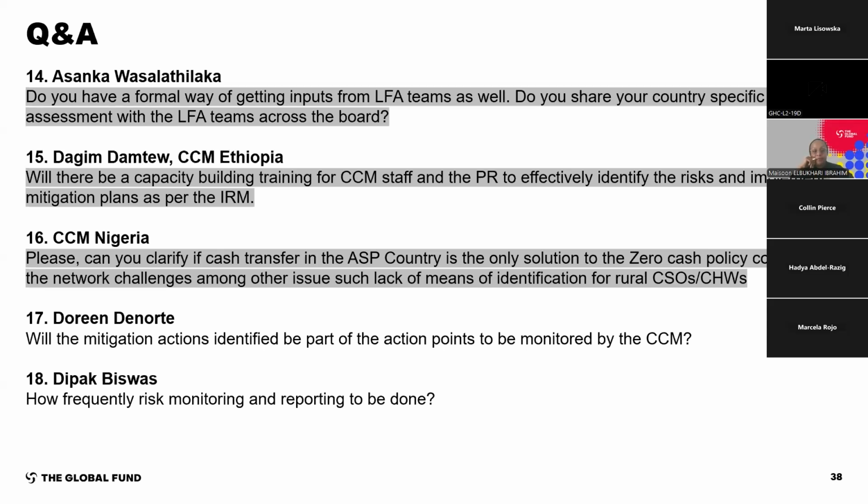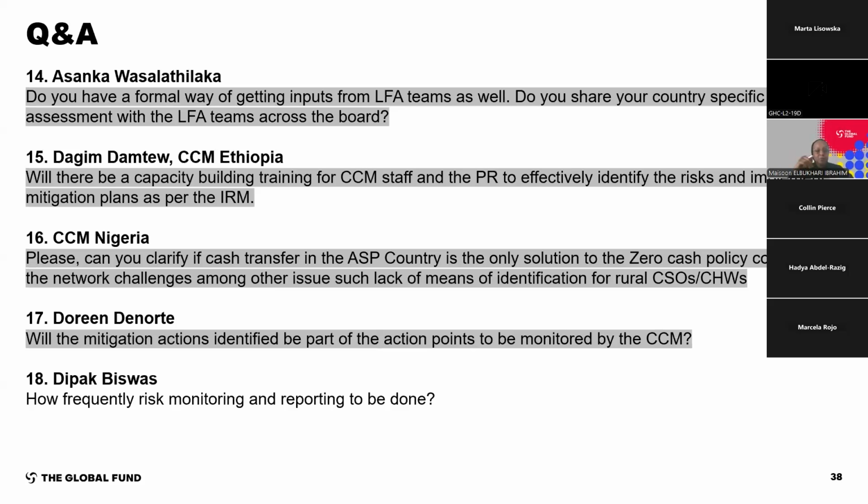Will the mitigating actions identified be part of the action points to be monitored by the CCM? So some of the mitigating actions will be called mitigating actions plus or key mitigating actions, and those get populated into the PUDR, and so the CCM will have visibility on those.